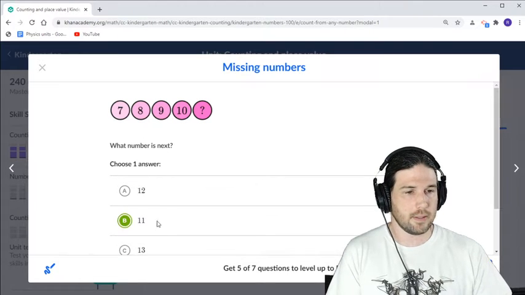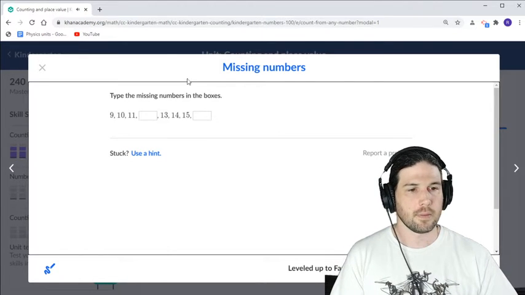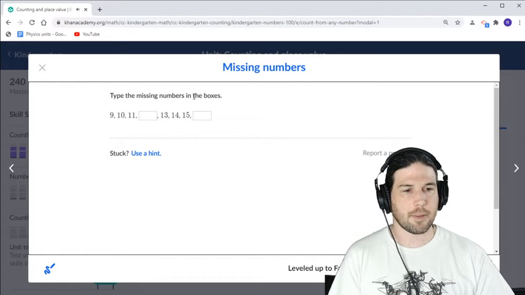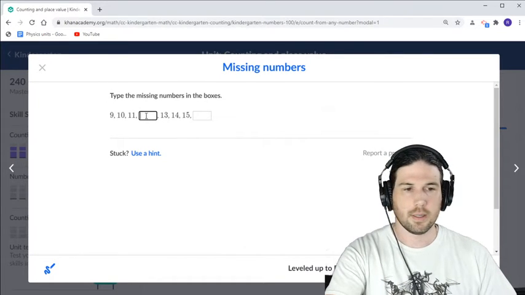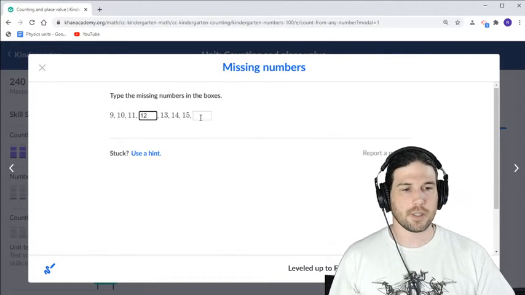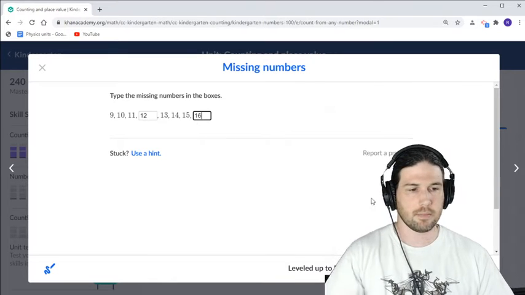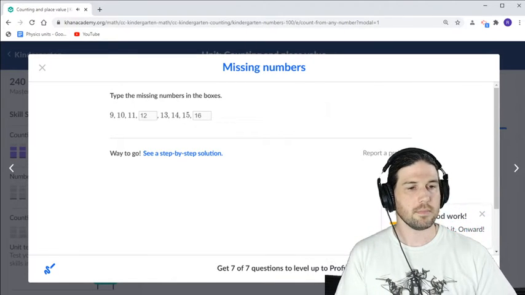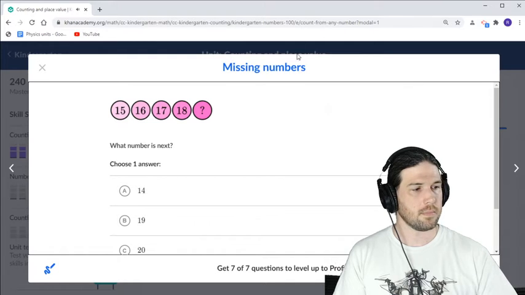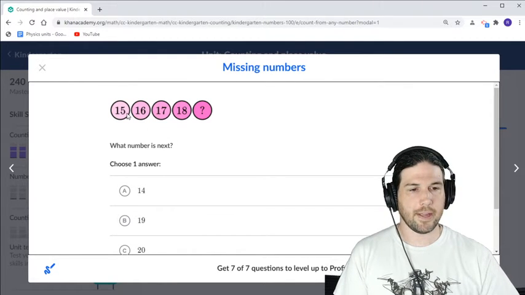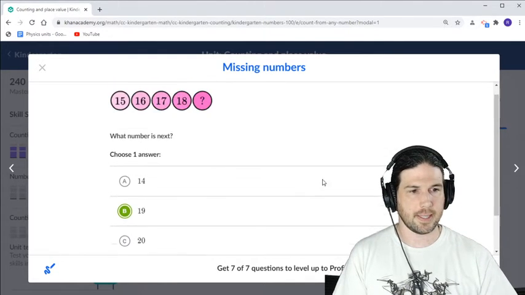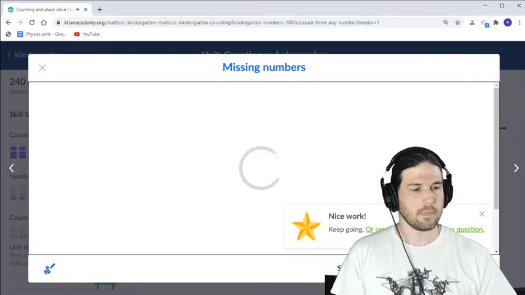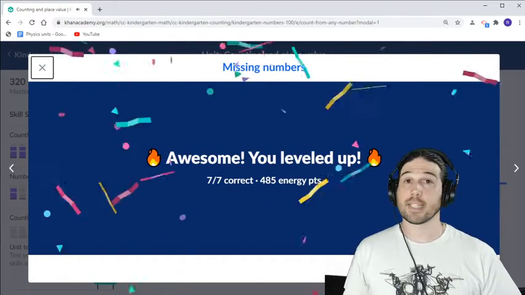10, 11 is next. And then, let's see, type the missing numbers in the boxes. 11, 12, 13, 14, 15, 16. And then 15, 16, 17, 18, and 19. Phenomenal. That's missing numbers.